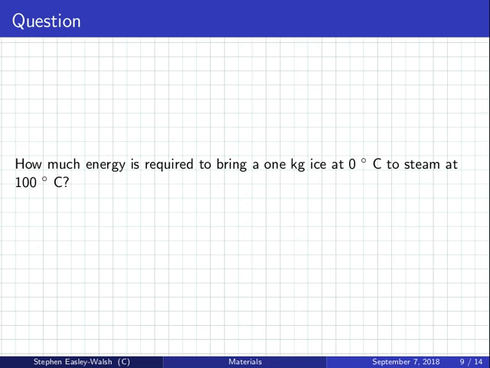Should be a huge number. What did you get, like 3 million or something? Oh, okay. A big answer? 317 kilojoules. So 3 million. Yeah. That's a lot of energy, isn't it?